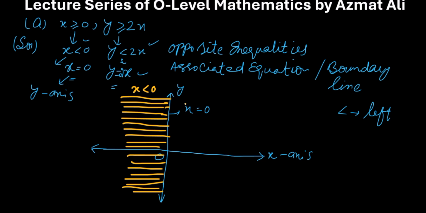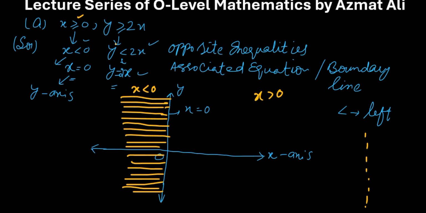Further, you can notice that because an equal sign is available in the given inequality, this line, x is equal to 0, which is the y-axis, will be a solid line. Suppose in our question the given inequality is x greater than 0. Then you draw the y-axis as a dotted line. Your y-axis in that case will be a dotted line.